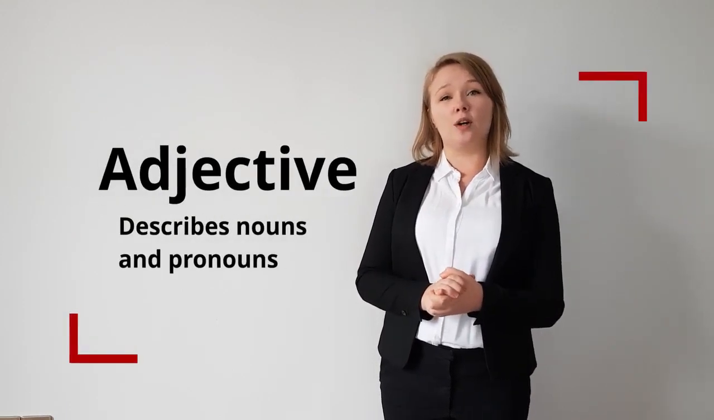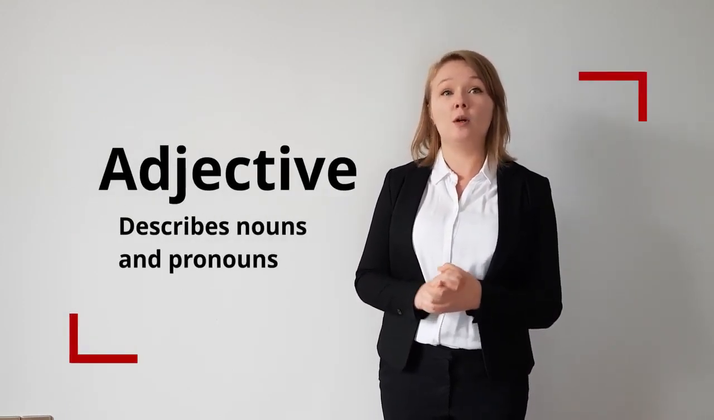Let's begin. What is an adjective? An adjective is a word that is used to describe or tell more about nouns and pronouns. Adjectives help us to express our ideas and opinions with greater complexity. Let's consider two examples. Here is a sentence without an adjective.